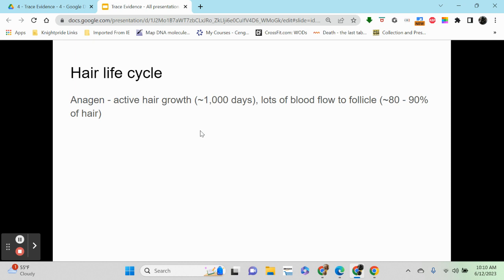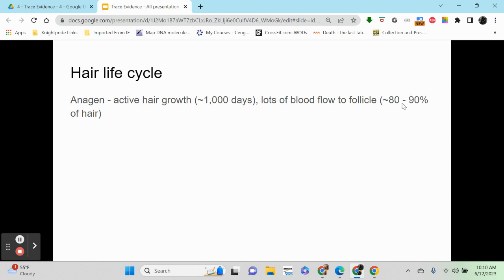That doesn't happen that way, which is good because if it did, then we'd all be bald or close to it, at least at some point in time as we get into that telogen type of phase. But our hairs are growing at different rates, and so this ends up being very useful to us. So anagen, like I said, is the active hair growth, about 1,000 days, with lots of blood flow to the follicle, so the hair itself is going to grow a lot during this time period. It's going to get to be relatively long during this period of time.